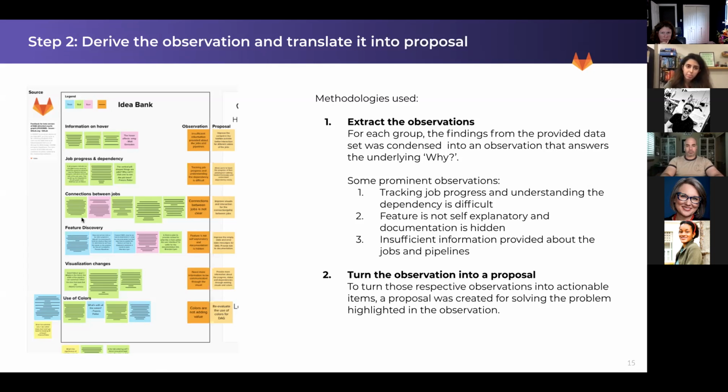The second step in this phase was translating those observations into something actionable, maybe a proposal. For that, we tried to figure out, together with the PM, how we could address the observations that we found. What could we do from our side so that this problem gets solved? And so a proposal for each of those observations was created.